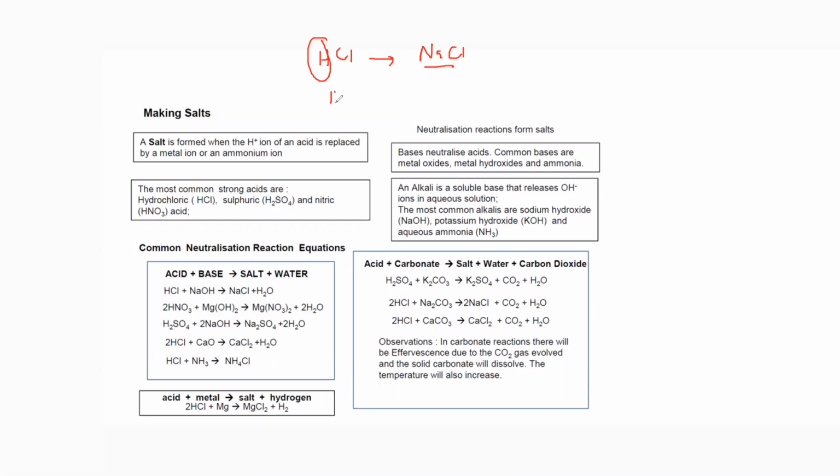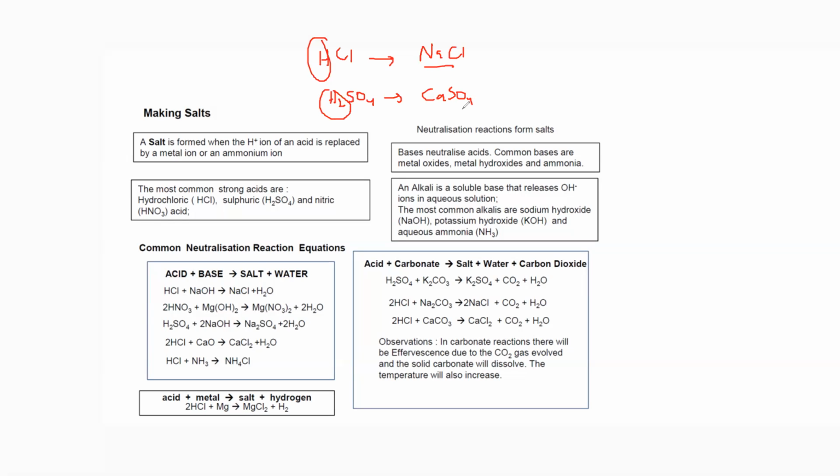Same thing with H2SO4, which is sulfuric acid. If the hydrogen is replaced by a metal, say calcium, then it will become a salt. So when the hydrogen of an acid is replaced by a metal, we call that a salt.